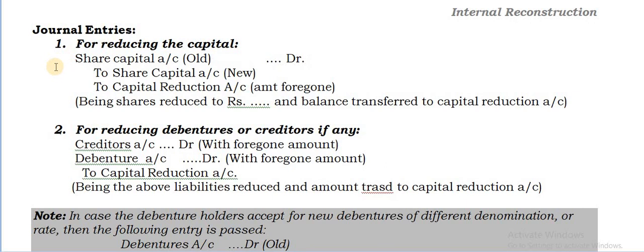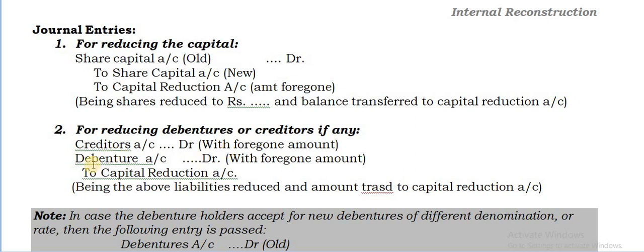Now equity share capital is reduced. What is the entry? Equity share capital account debit, again to equity share capital account, to capital reduction account. If there are preference shares being reduced, then preference share capital account debit, to preference share capital account new, to capital reduction account, like that twice. Okay, equity shares separate, preference shares separate entries.